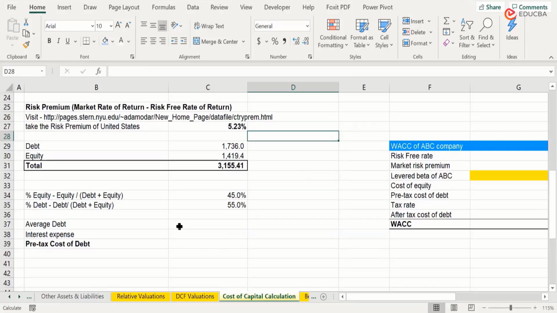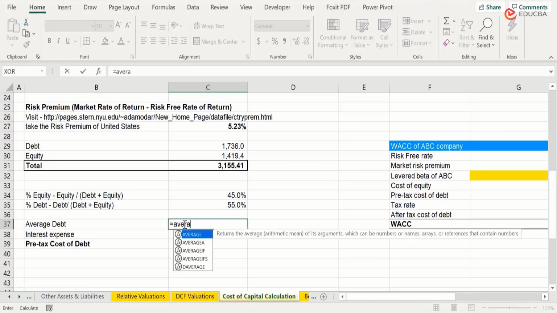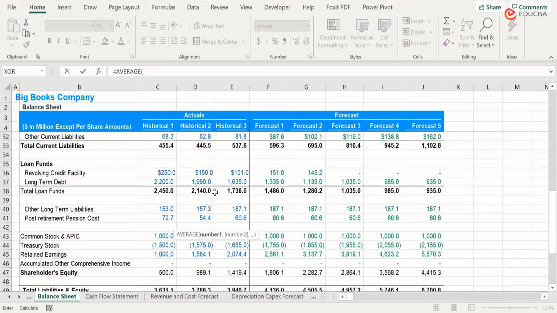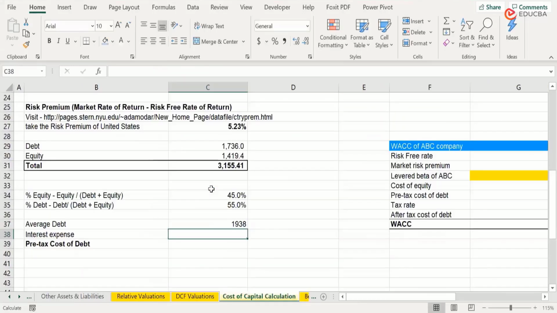By the way, average debt. If you remember, yesterday we calculated average debt. Whatever debt ending balance you had in the current year and the previous year, you take the average of the two. So here we'll use the average function. I go to the balance sheet. Here I have loan funds. I take historical 2 and historical 3, and take an average of total loan funds. So that is the average.